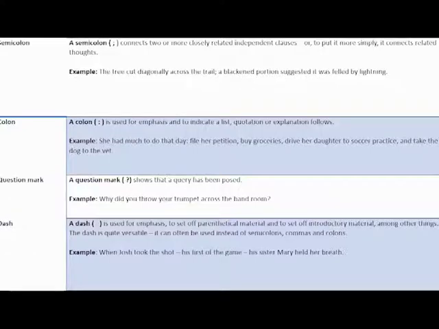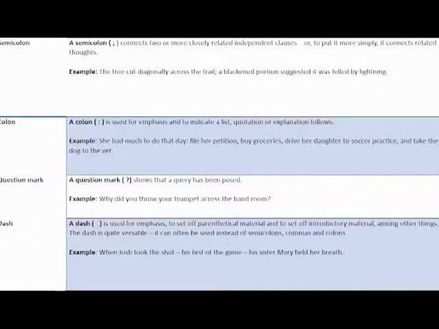And then we have the semicolon, which is used to connect two or more closely related independent clauses, or to put it more simply, it connects related thoughts. One reason why we use a semicolon to connect related independent clauses is because we don't want to commit what we call a comma splice.